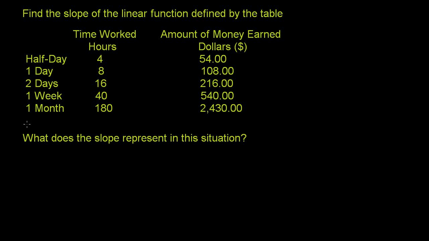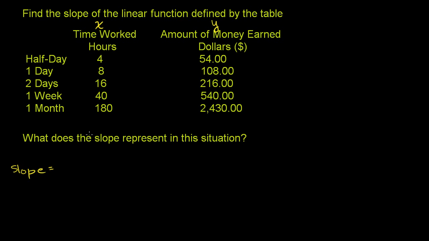So just as a bit of a review, slope just equals the change in the dependent variable divided by the change in the independent variable. So how much does the dependent variable change for any amount of change of the independent variable? In this situation, the dependent variable is the amount of money you make, because it's dependent on how much time you work. This is independent. So let's call the independent variable x, the dependent variable y.